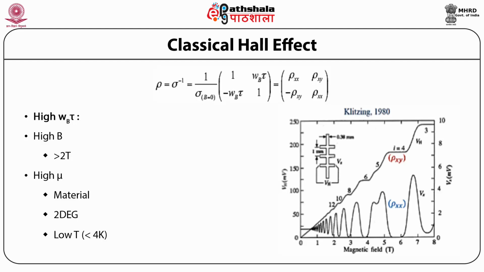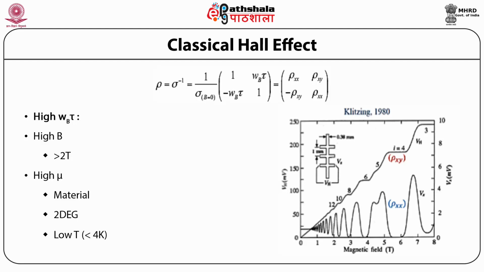In such situations, this graph of Hall voltage versus the magnetic field gives some very surprising results. This first surprising result was observed in 1980, and the graph that you see here is the first experimental observation of the quantum Hall effect. Now, this plot shows two curves.